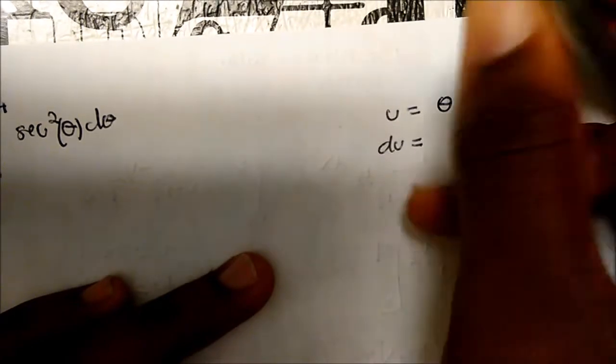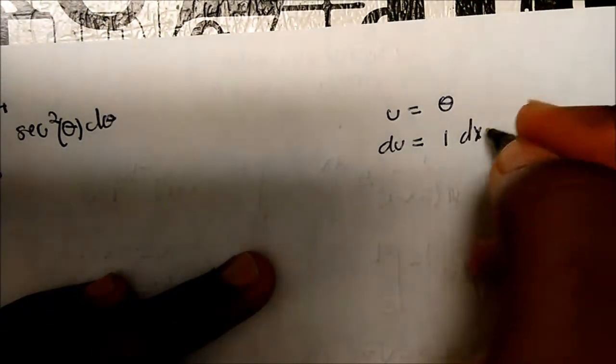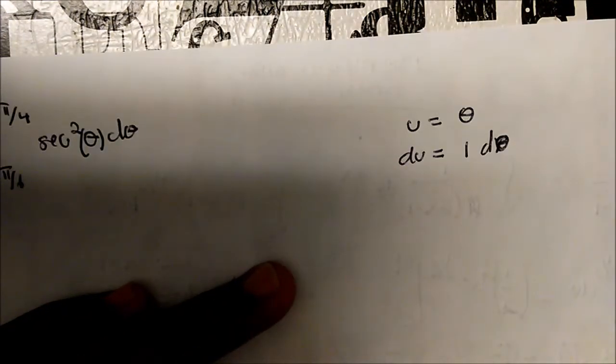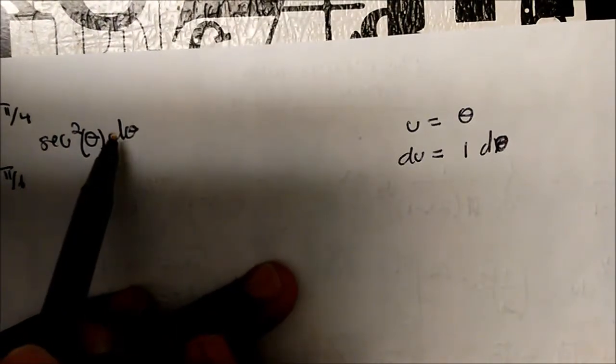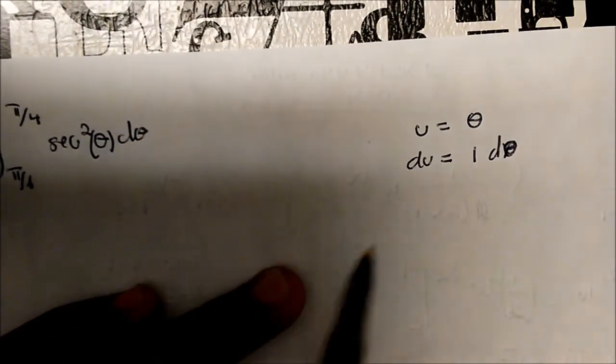But this is the only way to go, because now, if u is equal to theta, the derivative of theta is just 1. So now we have 1 dx, 1 d theta. We're dealing with theta, I'm sorry about that. So we have to take the derivative with respect to theta. So now we have 1 d theta, and this is exactly what we have. We have 1 d theta here.